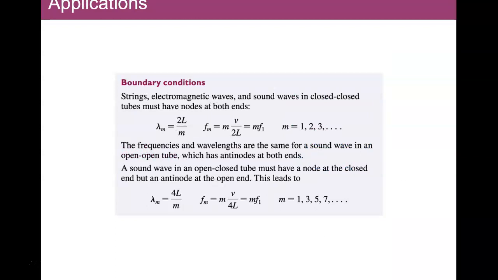So those are the allowed wavelengths and frequencies for various boundary conditions, either closed-closed or open-open, or open-closed and closed-open when they're different, and we're going to get different conditions. So in one case, the frequencies are just all integer multiples of f1, so they're m times v over 2l. In this case, it's an odd integer multiple of v over 4l. So the fundamental frequency is v over 4l.